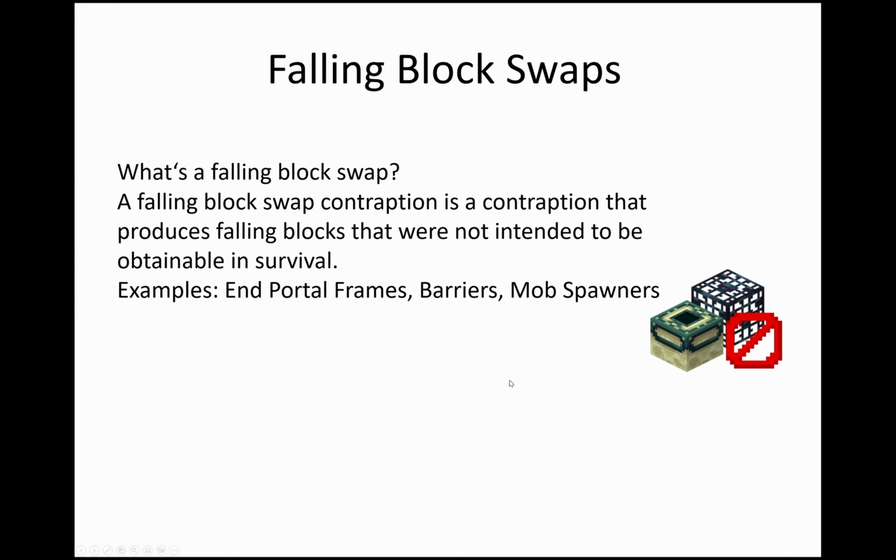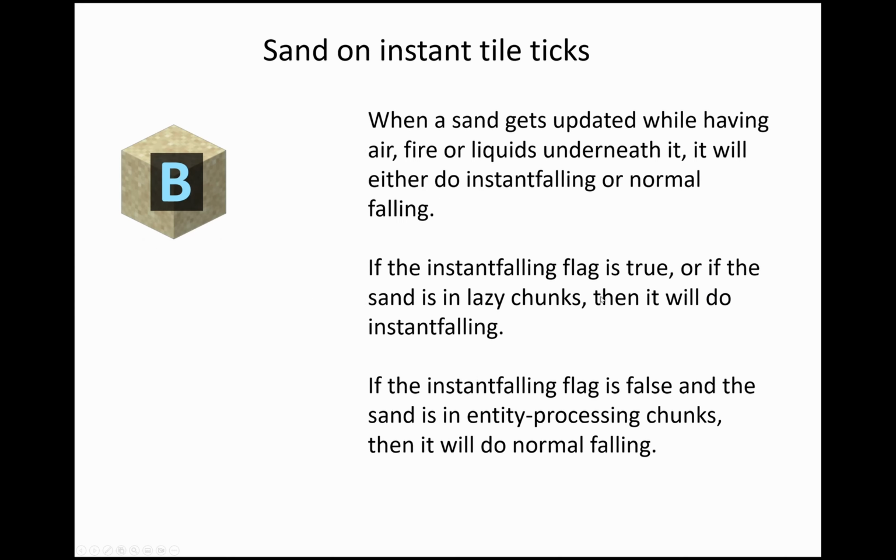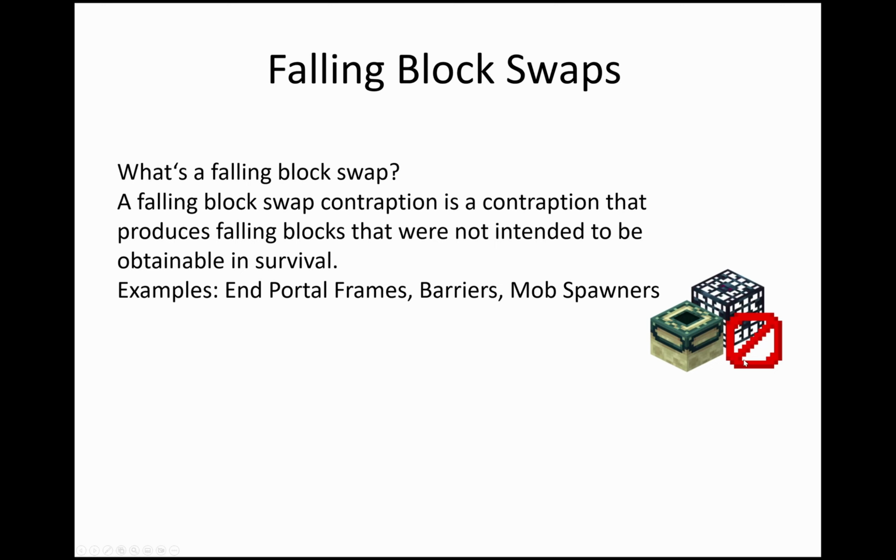So we need to talk about sand, and this, by the way, is useful because when you have a falling block of a type of block that's not normally obtainable and it drops on a torch, you can get the item from that falling block. So for example, an end portal frame, if you have a falling block containing end portal frame data and you drop it on a torch, you can just get the end portal frame.